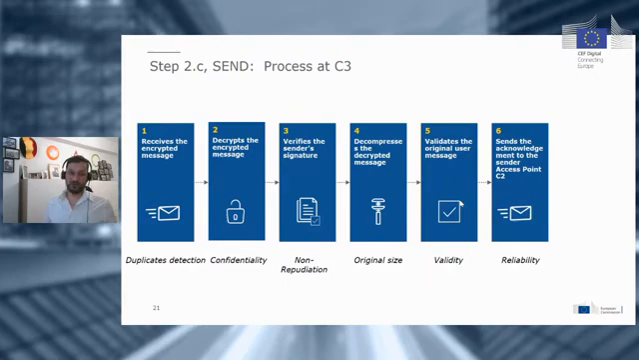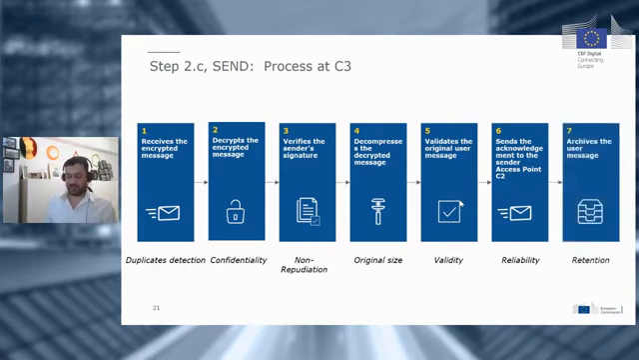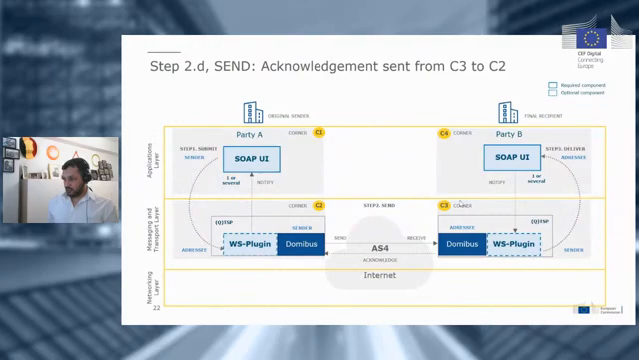And finally, after all the validation, once it has successfully received the message, it will send the acknowledgement back to corner 2, and then it will archive the message either in the file system or in the database, depending on the configuration. So that's the acknowledgement that goes from corner 3 to corner 2 after validating and successfully receiving the message.